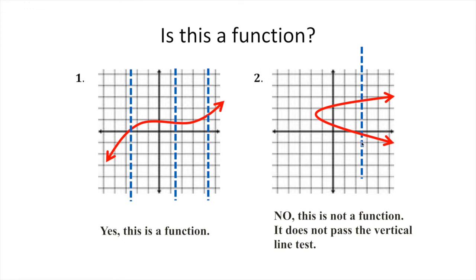So for the input of 2.5, I have two different outputs here. I've got somewhere around up here positive 2.5, and down here is negative 0.25. I've got two different outputs, so that doesn't work. This one is not a function. So if you draw this vertical line and it intersects once and only once, it is a function. More than that, it is not a function.